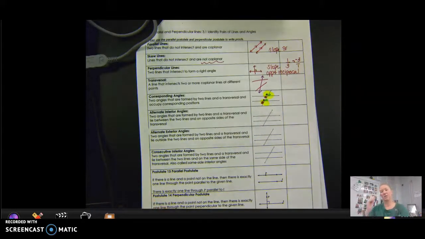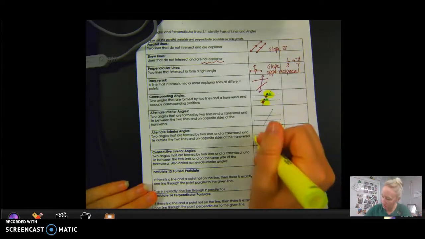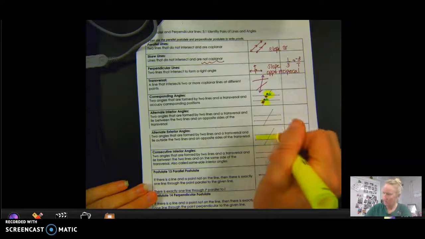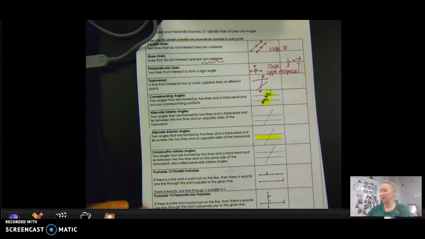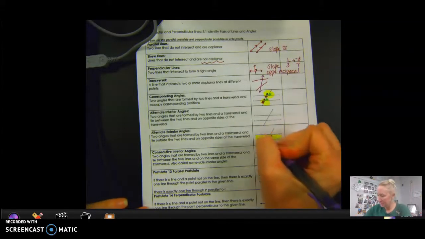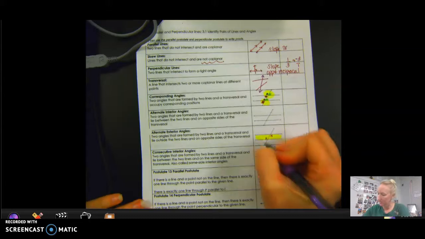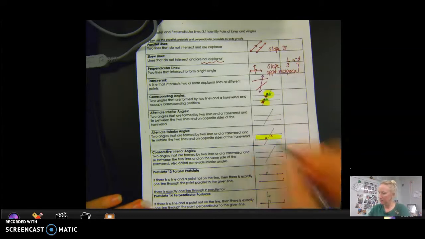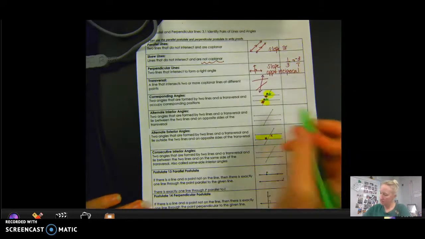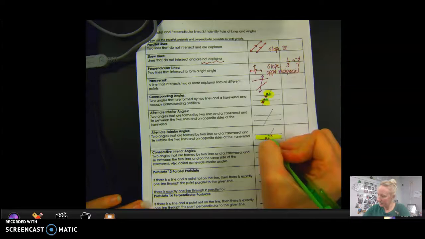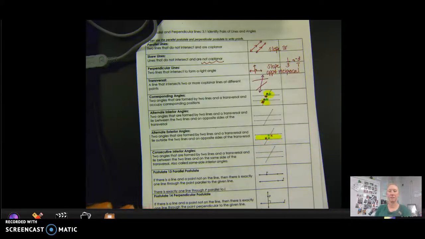Alternate interior. Alternate means opposite. Interior means inside. So when we're talking about interior, we're talking about in between the two lines. And then alternate is opposite. So this guy and this guy would be alternate interior angles. And then we have another set. This guy and this guy are alternate interior angles. Okay?